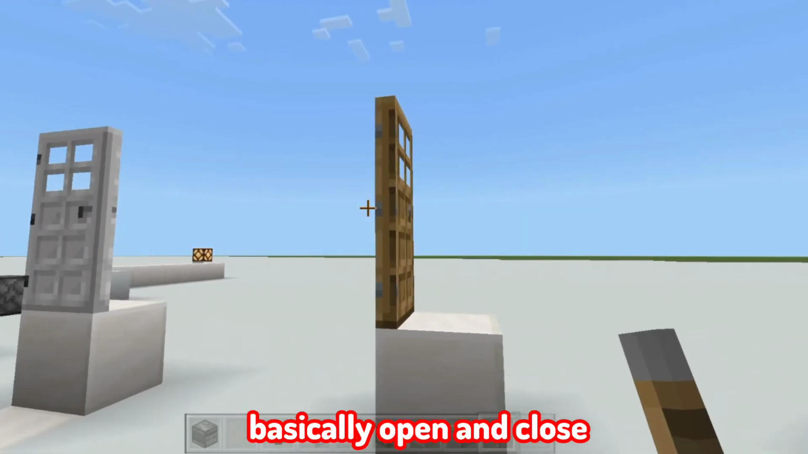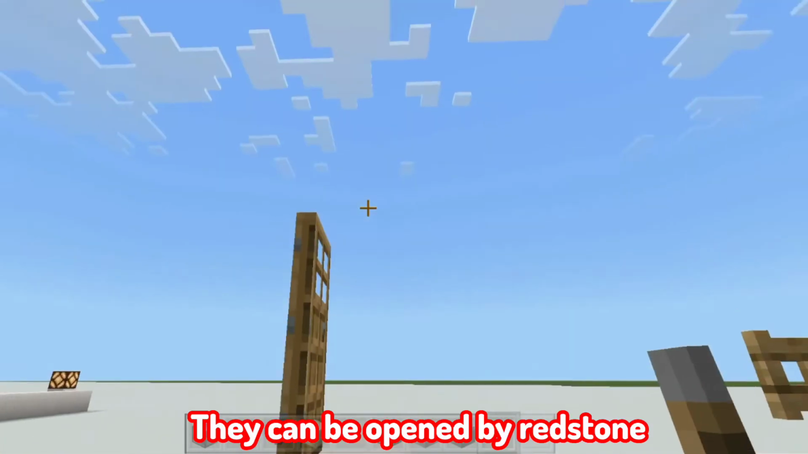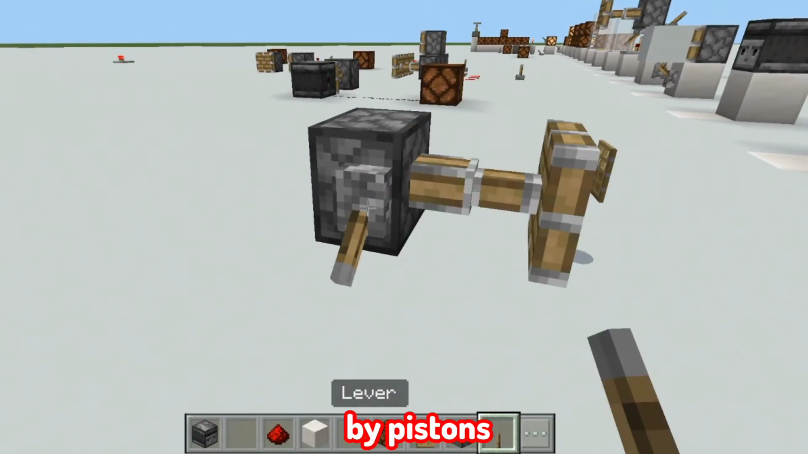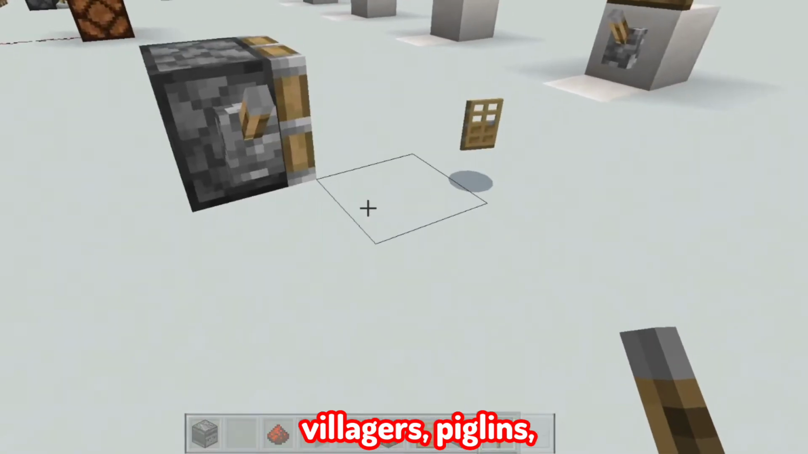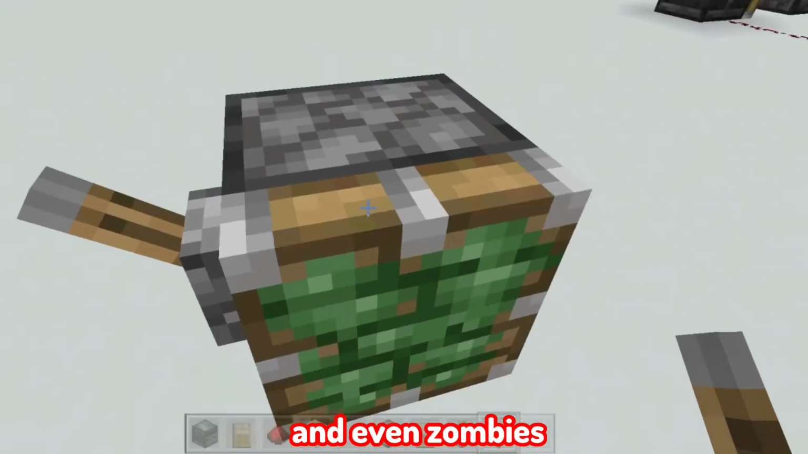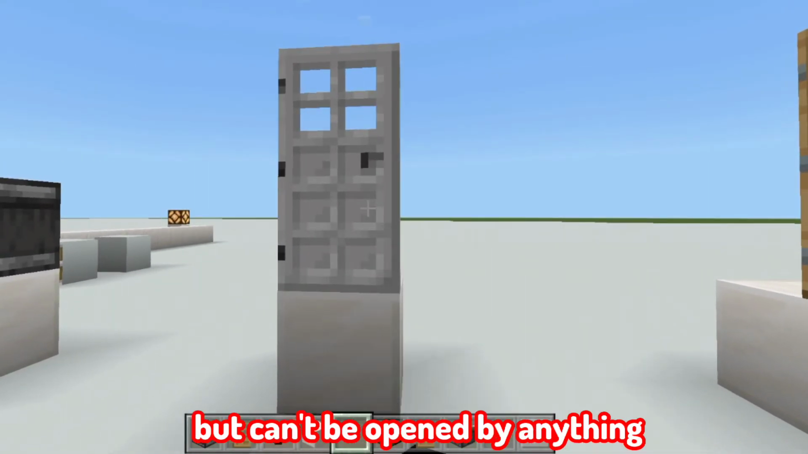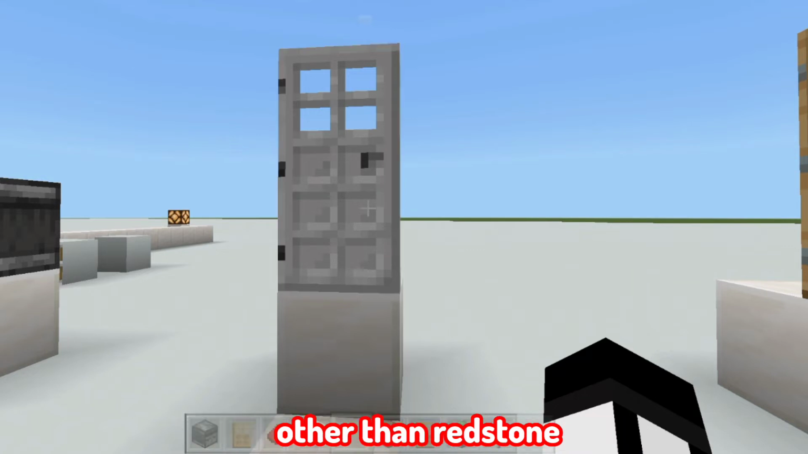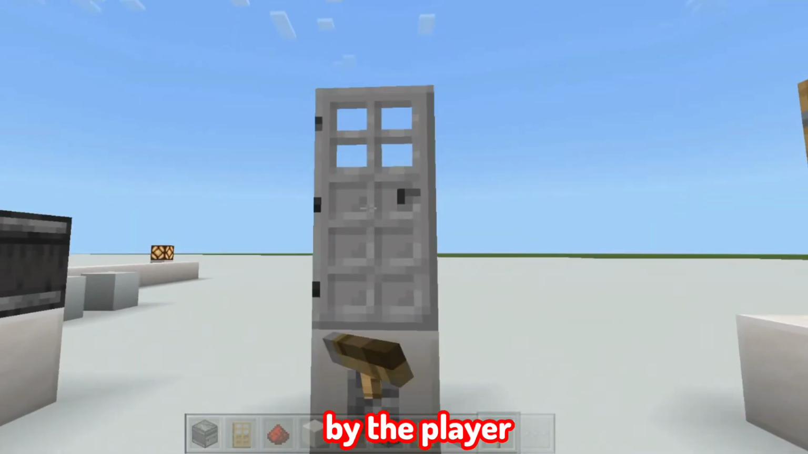Wooden doors basically open and close like normal doors. They can be opened by redstone, aren't movable by pistons, and can also be opened by the player, villagers, piglins, and even zombies depending on your difficulty. Iron doors do the same as wooden doors but can't be opened by anything other than redstone. They can't even be opened by the player.